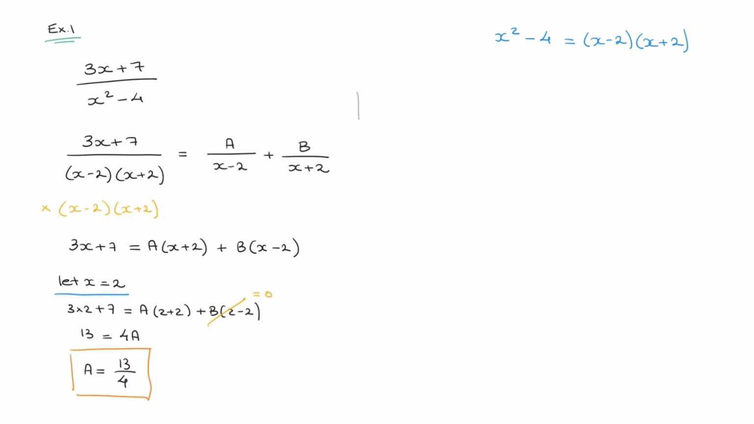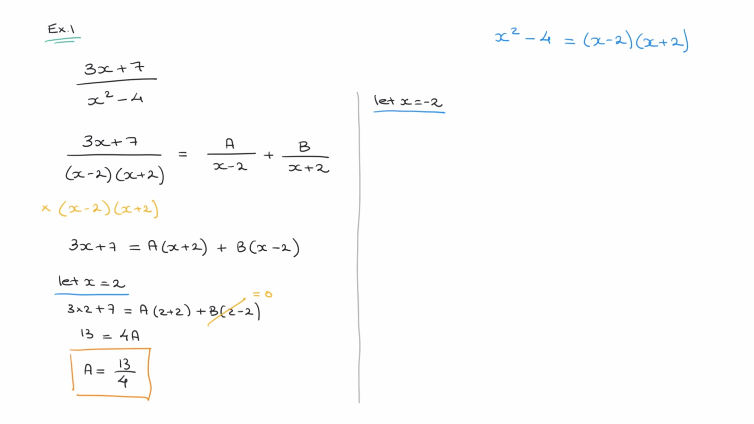I carry on, and I'll make a little line of separation here. And this time I want to find b, so I'll make sure that this term disappears, which I do by replacing the x I have here by -2. So let's go ahead and do that. I'll quickly write let x equal to -2.